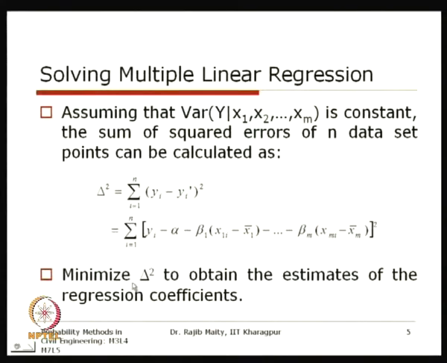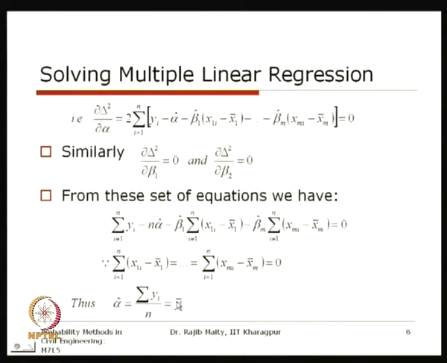Now, we have to minimize this delta square to obtain the estimates of the regression coefficients. To minimize this, as we have seen in simple linear regression also, the partial derivatives with respect to all these constants have to be made equal to 0. Similarly, for this, say, the partial derivative of delta square with respect to alpha is equal to 0. Similarly for beta 1, beta 2, beta 3 up to beta m, all these partial derivatives should be equal to 0.